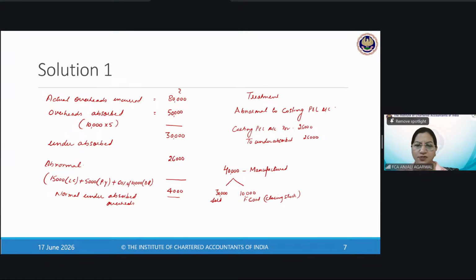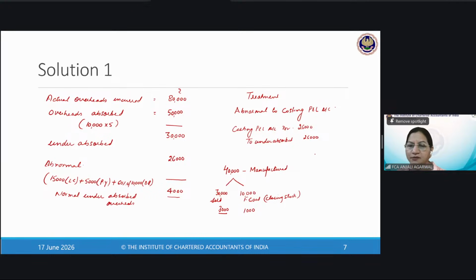So this 4,000 should also be allocated amongst these units in the ratio of 3:1. So 3,000 of the underabsorbed overheads are for the units which are sold, which will increase the cost of goods sold, and 1,000 of it will go to finished goods, which will increase the cost of finished goods.